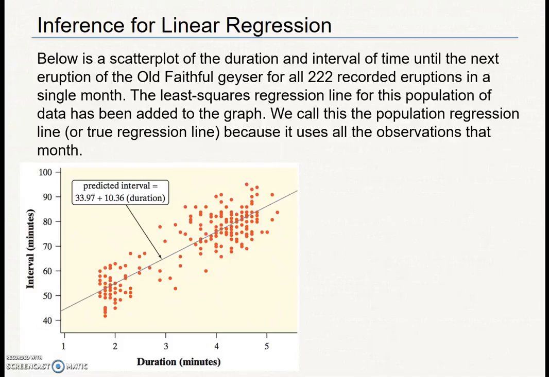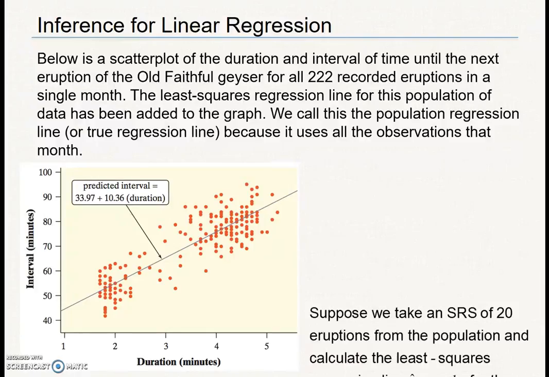Okay, so what we have here is a scatter plot, and this is going back to that example about eruptions of the Old Faithful geyser. Here there are 222 records for a single month, and they're going to call this a population regression line because it's the population for that entire month. Now, notice that the slope of that regression line is 10.36.